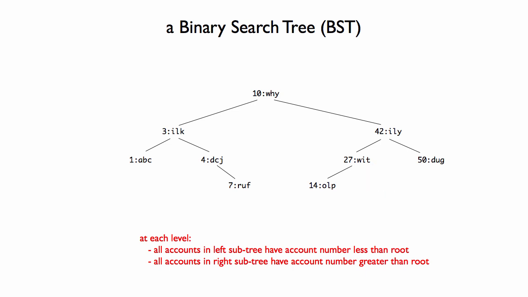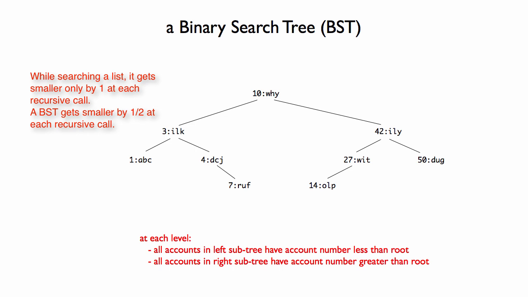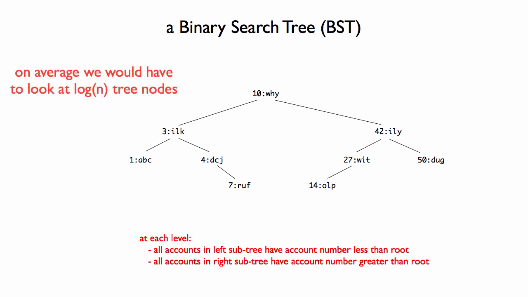So how long does it take to find something in that tree? Well, notice that at each step of the process, when we didn't find what we were looking for, we eliminated about half the tree. So each time the tree gets smaller by half. As compared to the list, each time the list got smaller by 1, but here each time the tree gets smaller by half. And so what that means is that in this world, on average, we're going to have to look at log n of the size of the tree, because the tree keeps getting smaller by half each time. And so we're going to find our answer a lot faster in something like this.